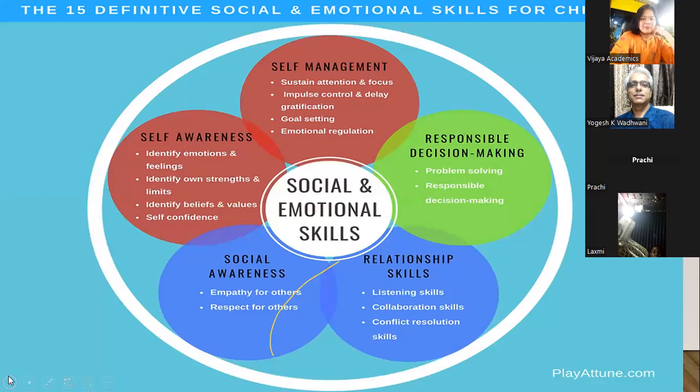Now, the next is social and emotional skills. Here, 15 definite social and emotional skills are given, and these are for children. Self-management: sustain attention and focus, impulse control and delay of gratification, goal setting, emotional regulation. Then responsible decision making: problem solving, responsible decision making. Then relationship skills: listening skills, collaboration skills, conflict resolution. Social awareness: empathy for others, respect for others. And self-awareness: identify emotions and feelings, identify own strengths and limits, identify beliefs and values, and self-confidence.